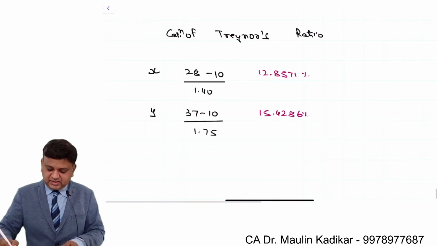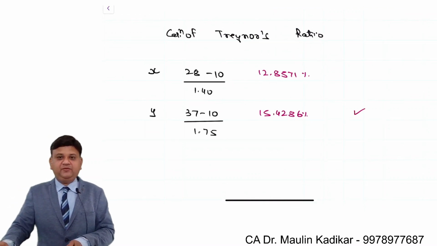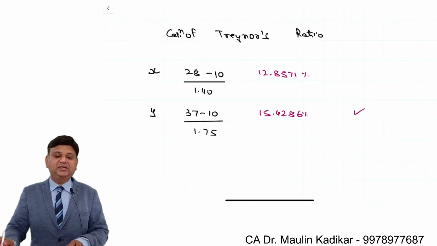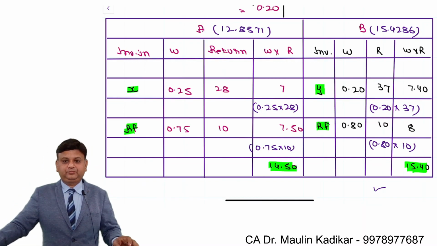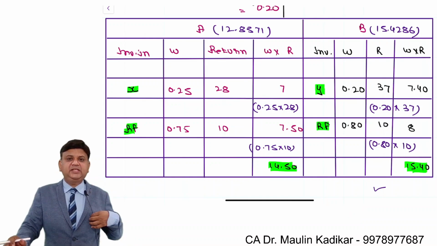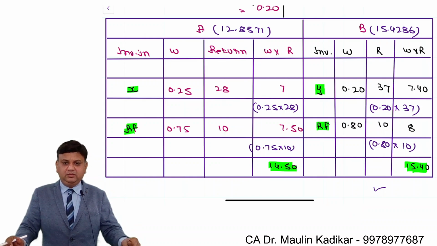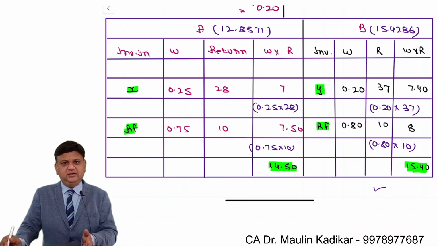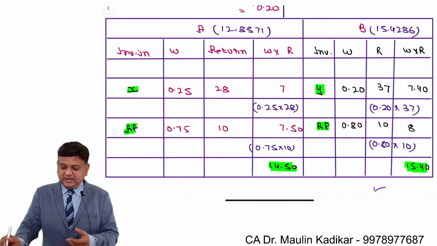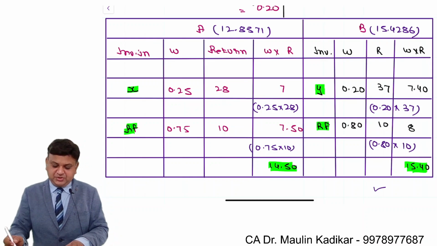So we understand that we should select Rf with Y. Why? Because it has higher Treynor's ratio. Now friends, there is an important point which I want to tell you. Listen carefully. Whatever working we already have done is absolutely fine, but again, I'm giving you an additional explanation.